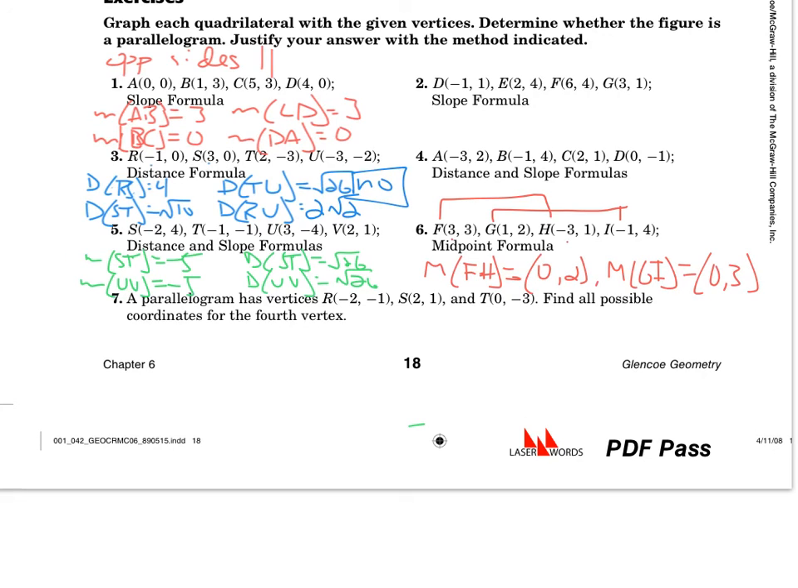These do not come out the same, right? One's at 0, 2, one's at 0, 3. So because that's the case, it's not a parallelogram. Okay, that's it.